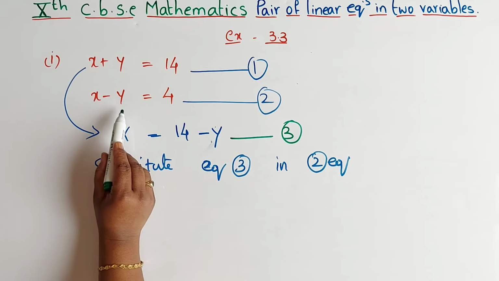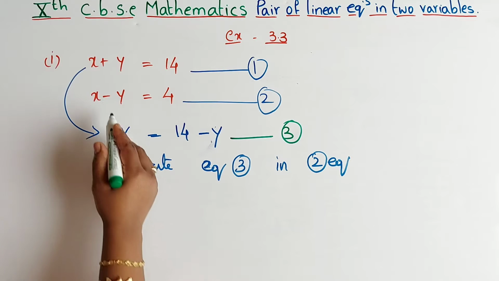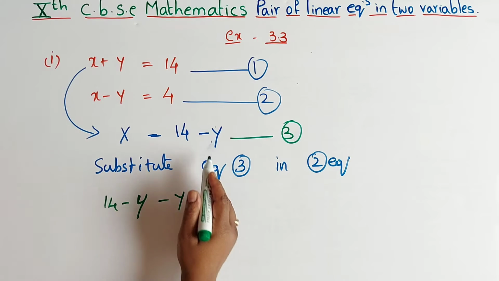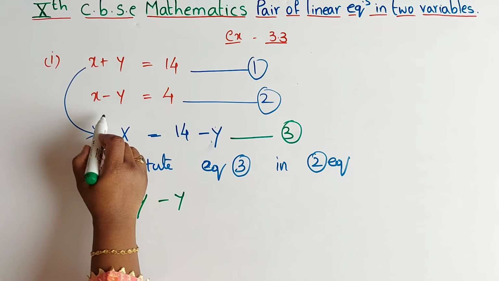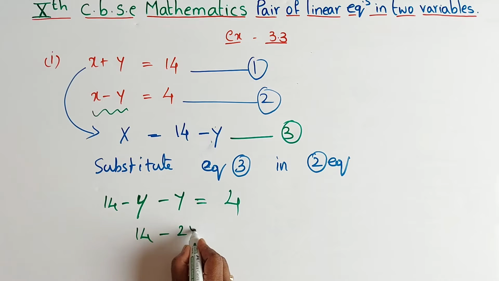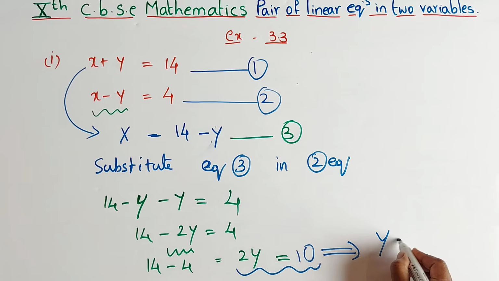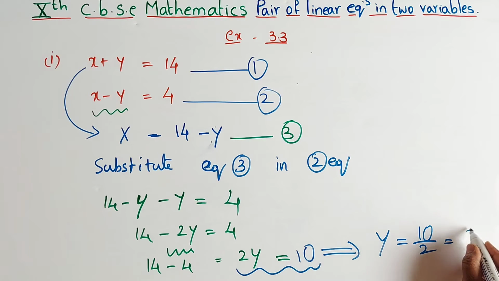Now we are substituting in the second equation. What is the x value? 14 minus y. Minus y is already there. 14 minus y and minus y already there, that equal to 4, children. From here, 14 minus 2y equal to 4. This minus 2y will go to the right hand side, plus 2y, and 4 will come here. 14 minus 4 equal to 10, children. So 2y equal to 10 from here. y equal to 10 by 2, that equal to 5.